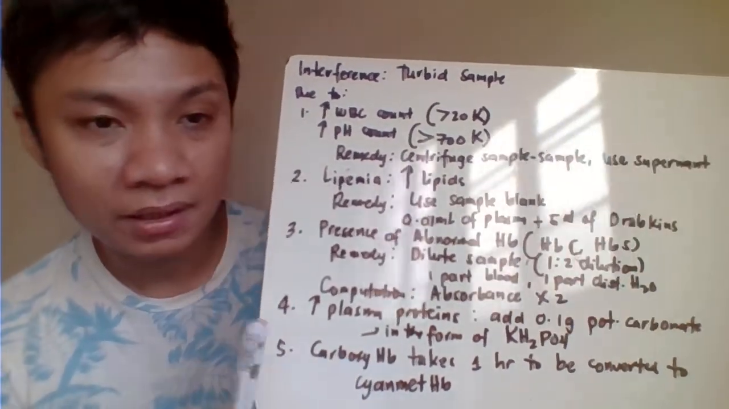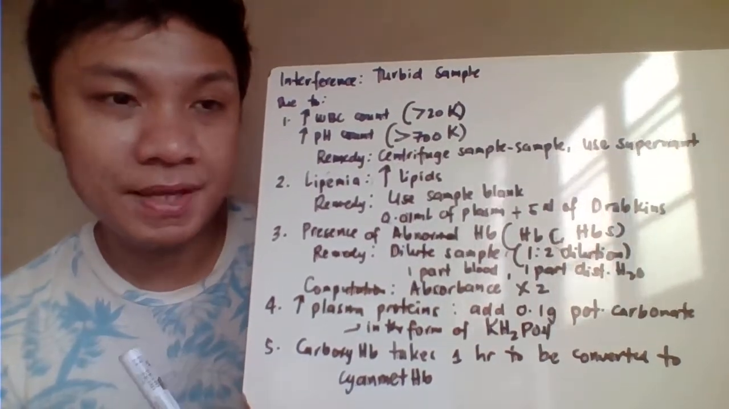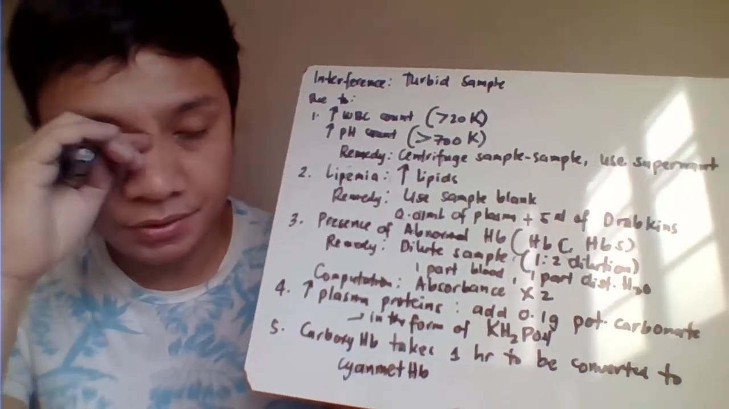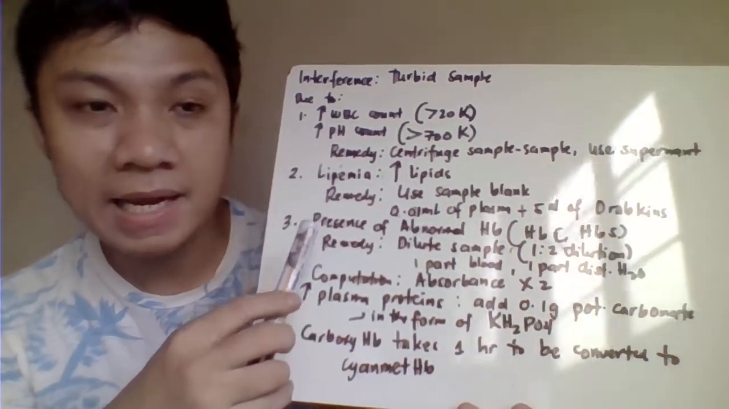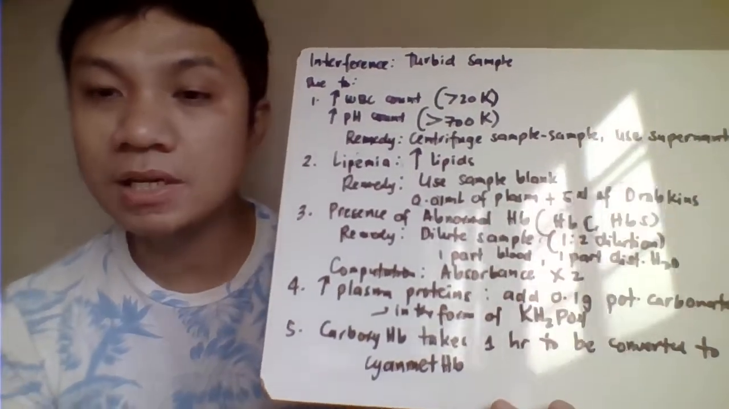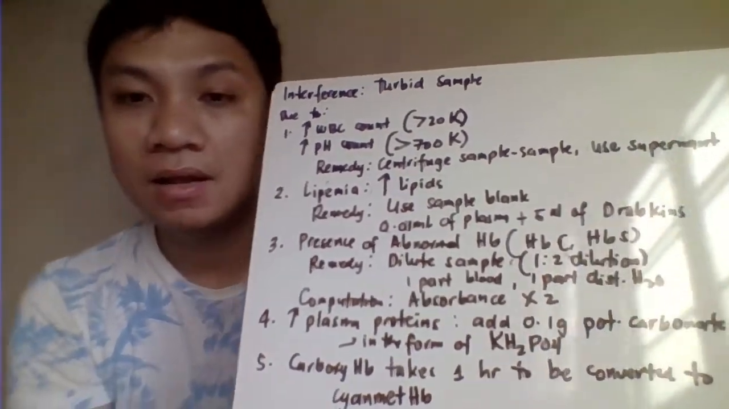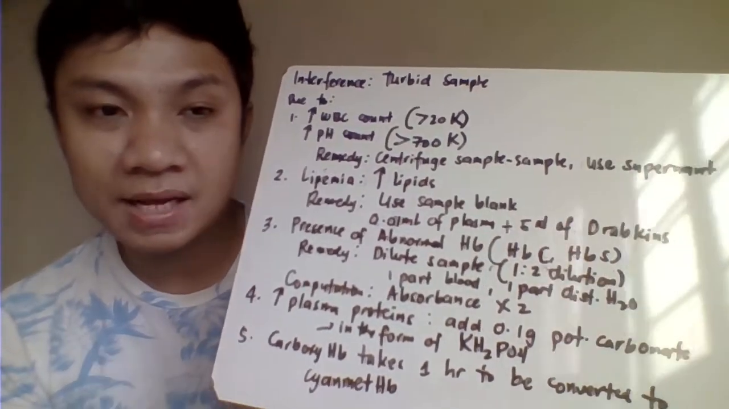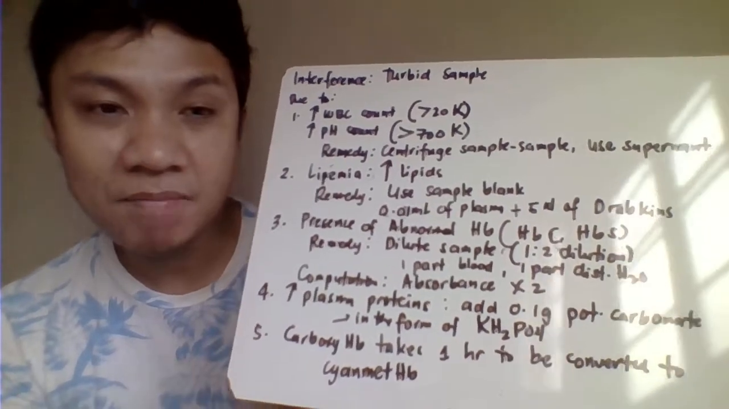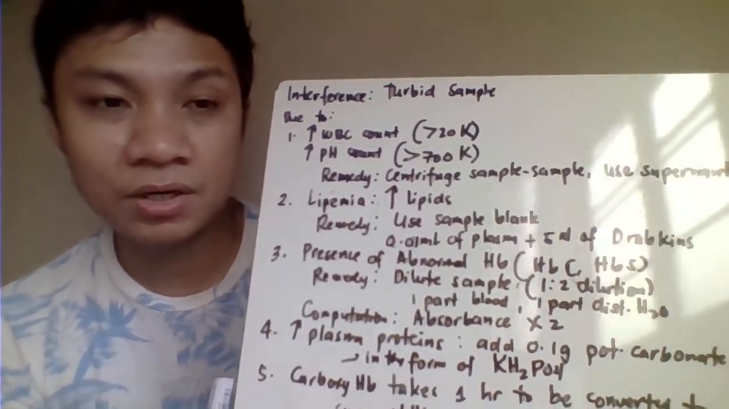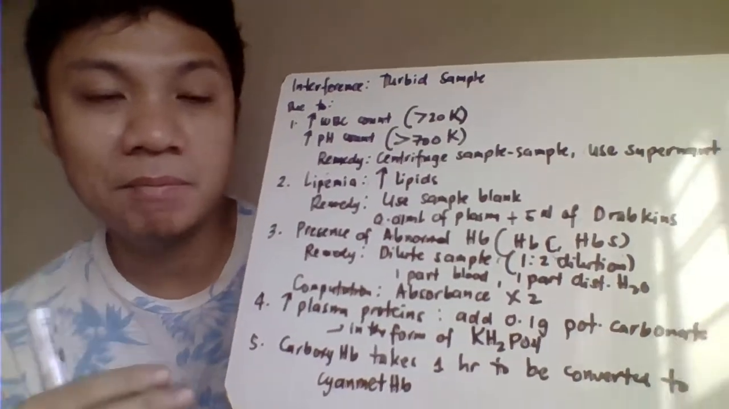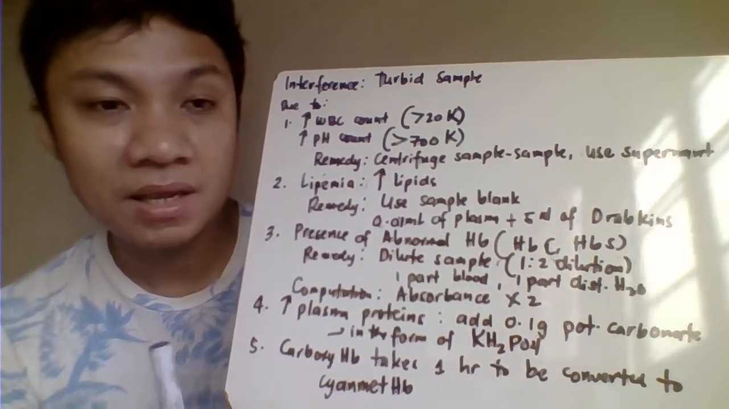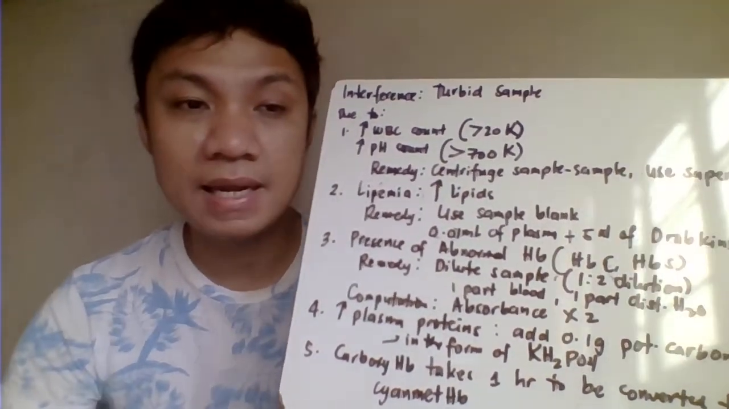Another turbid sample or solution may be related to increased lipids, which cause or produce lipemia. A highly lipemic sample would eventually be related to a high lipid concentration. It might be, again, that the patient had a heavy meal right before the blood extraction. And therefore, I expect hindi pa siya masyado na-clear ang kanyang plasma, and therefore you will have a high lipid concentration, and the sample would appear highly lipemic.